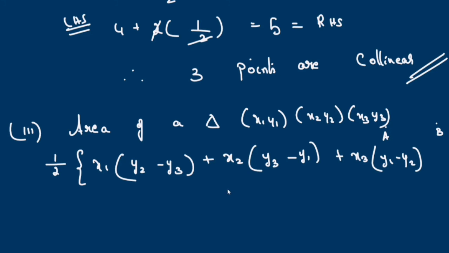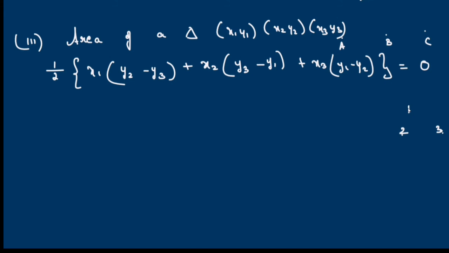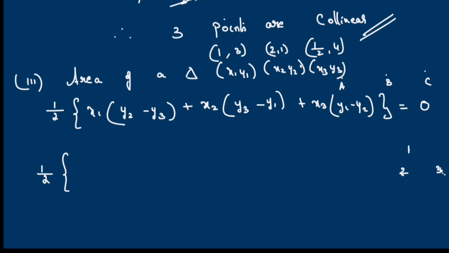If the points are collinear, the area of a triangle should be equal to 0. Half into x1 into (y2 minus y3) plus x2 into (y3 minus y1) plus x3 into (y1 minus y2). Okay. So let us write now. Area of a triangle should be 0. If it is 0, the points are collinear.